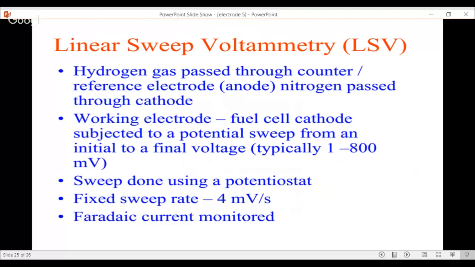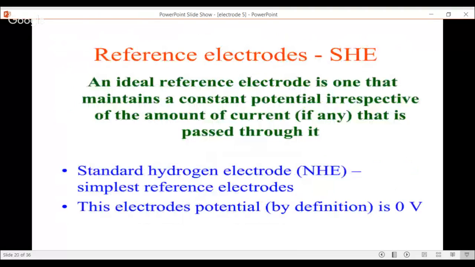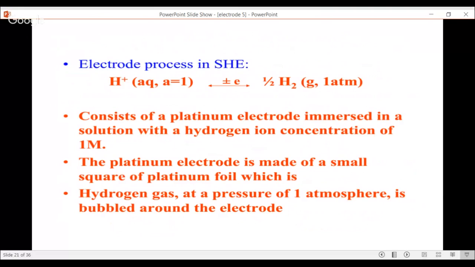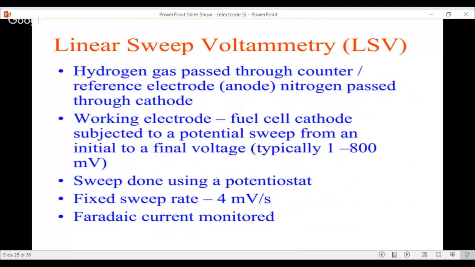Now the linear sweep voltammetry. Hydrogen gas passes through the counter reference electrode, nitrogen passes through the cathode, the working electrode, in the case of a fuel cell. The cathode is subjected to a potential sweep from an initial to a final value, typically 1 to 800 millivolts. The sweep is done using a potentiostat. We will see later on what the potentiostat is. We have already shown you a potentiostat, but why potentiostat construction is important, we will take up later.